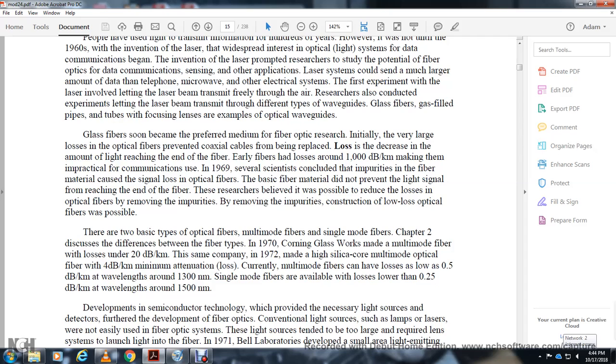In 1969, several scientists concluded that impurities in the fiber material caused the signal loss in optical fibers. The basic fiber material did not prevent the light signal from reaching the end of the fiber. The researchers believed it was possible to reduce the loss of optical fibers by removing the impurities. By removing the impurities, the creation of low-loss optical fibers was possible.